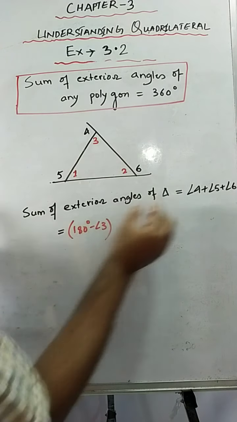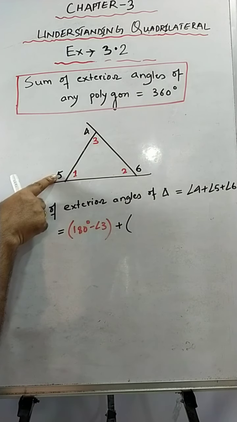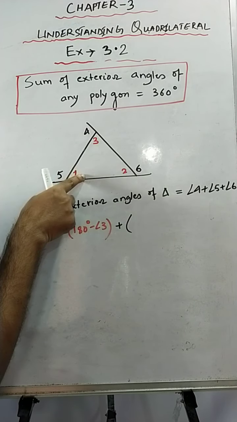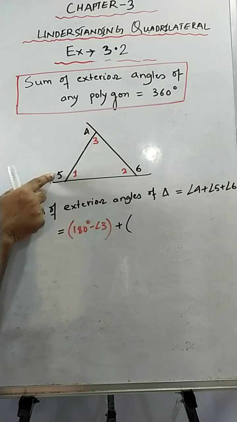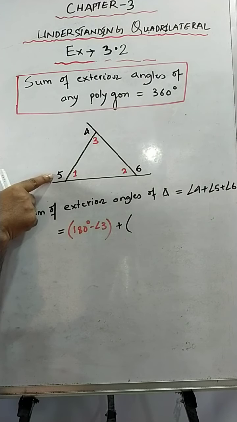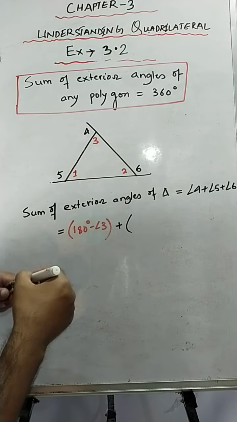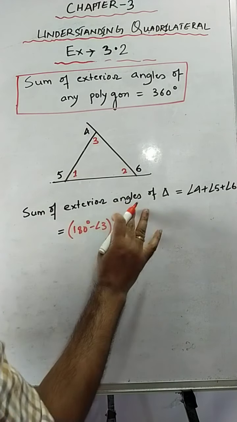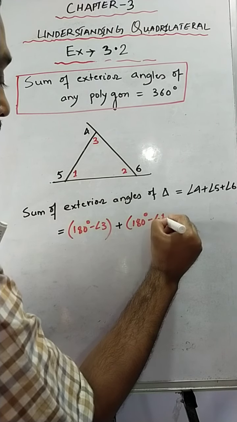Okay, so in place of 4 we can write this. Similarly, in place of 5, what can we write? 180 degree minus 1, because these two are linear pair. If this angle is given and you are supposed to find out this angle, then how will you find it out? You have to subtract angle 1 from 180 degree. So that would be 180 degree minus angle 1.